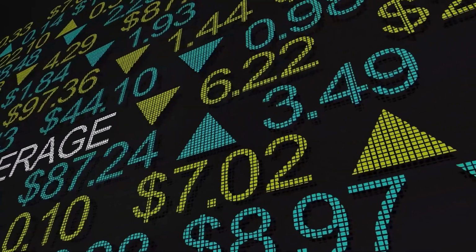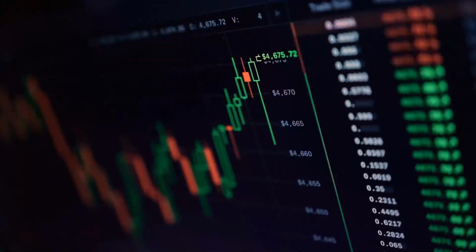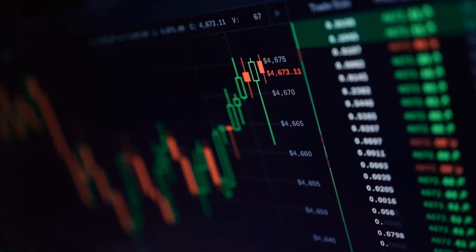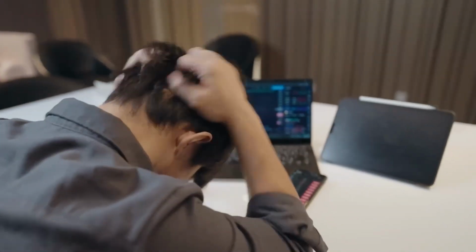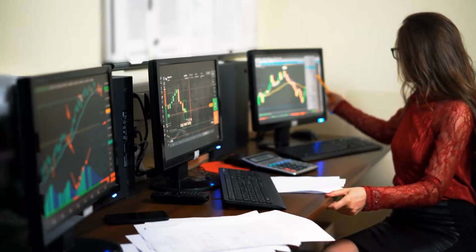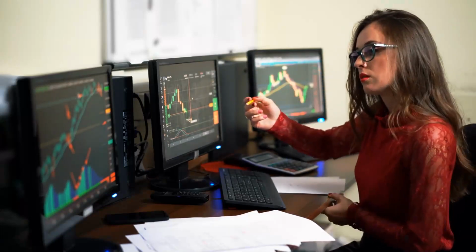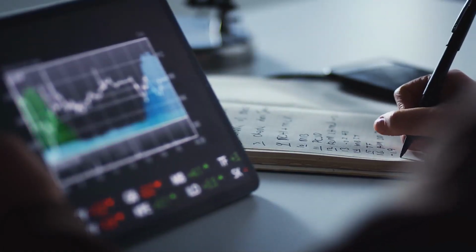In this chapter, we'll be discussing leverage and how it can be used to magnify potential profits as well as increase risk. Leverage is the use of borrowed money to increase the potential returns on an investment. In trading, leverage is commonly used to increase the size of a position without having to put up the full amount of capital required to open the position.